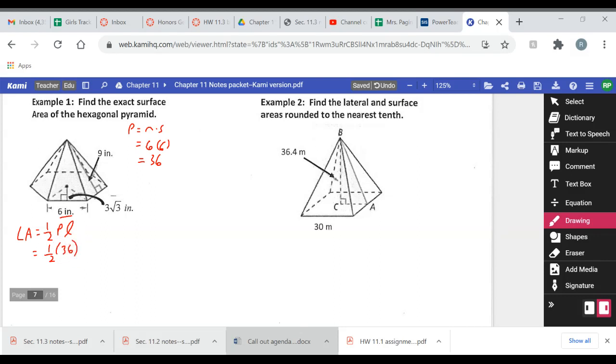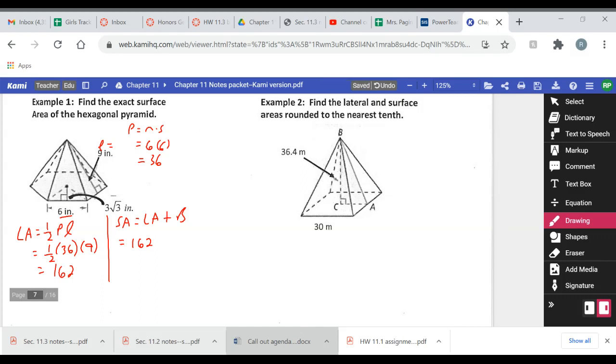The slant height, I can see they're specifically giving me. This is the slant height, which is 9. And if I multiply that out, I get 162 for the lateral area. All right, for the total surface area, the formula is the lateral area plus capital B, or area of the base. So we already know the lateral area is 162.